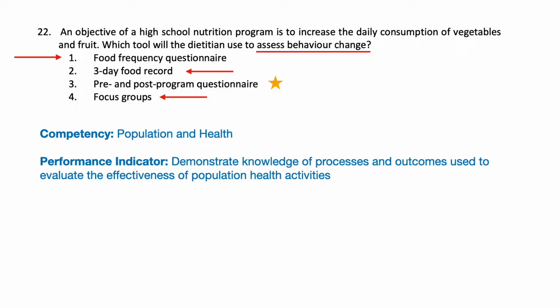But the pre and post program questionnaire really allows you to get to know the high school students' fruit and vegetable consumption before the nutrition program and also after. So this can more accurately be used to assess behavior change, and basically lets you know if the goals of the program have been achieved.